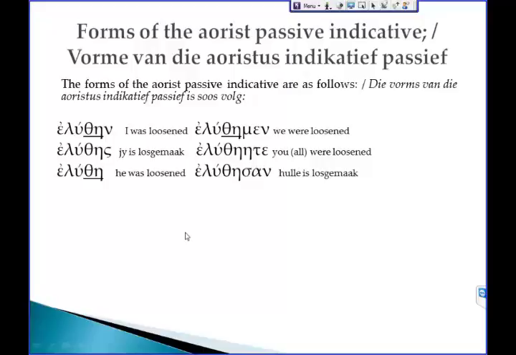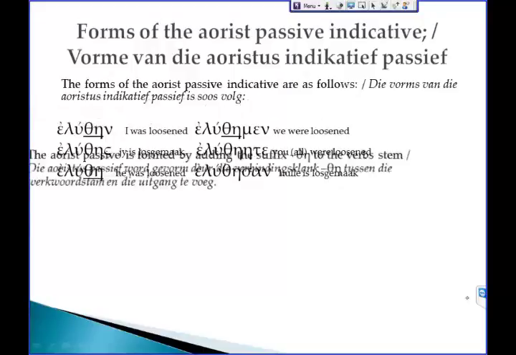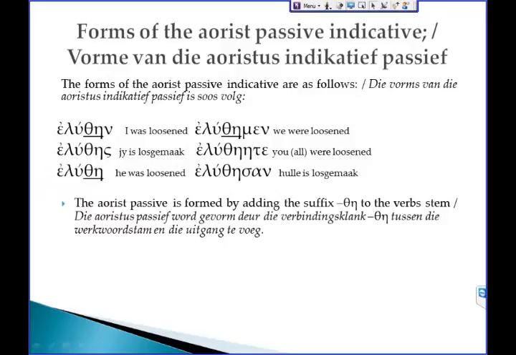Just a bit of notes about this. The aorist passive is formed by adding the suffix the, something that I was emphasizing now. Look at that. We add that suffix the to the verb stem, or to the stem of the verb. All right? Look at lu, and then we add the suffix the. From the stem, we add the. In all the occurrences, you can see that that's how we form them.